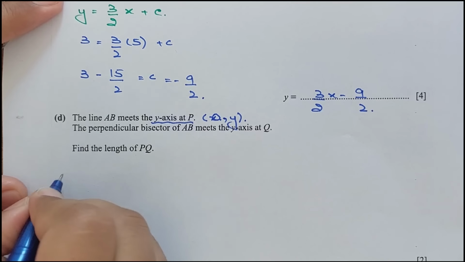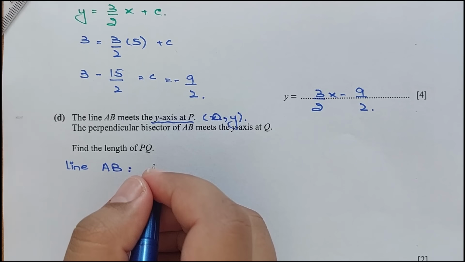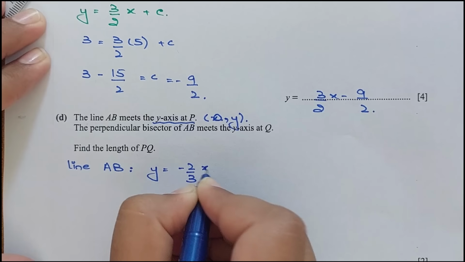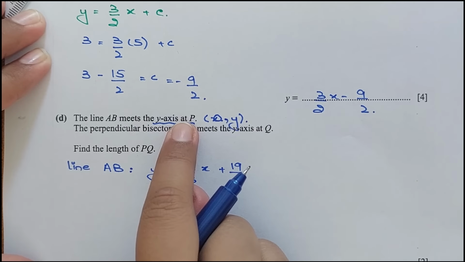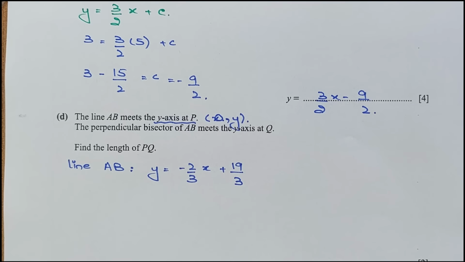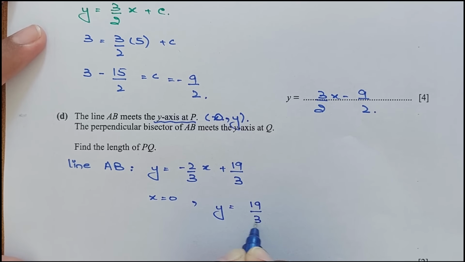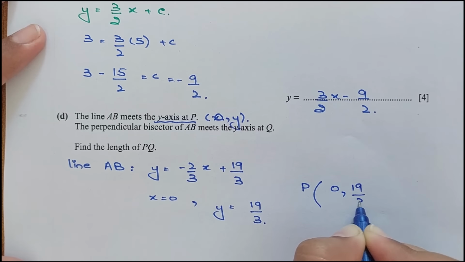So we have the line AB, which is y equals minus 2 by 3x plus 19 over 3. AB meets the y-axis at P. X is 0, we have to solve for the y value. So when x is equal to 0, we have y equal to 19 over 3. So the coordinates of point P are 0 and 19 over 3.